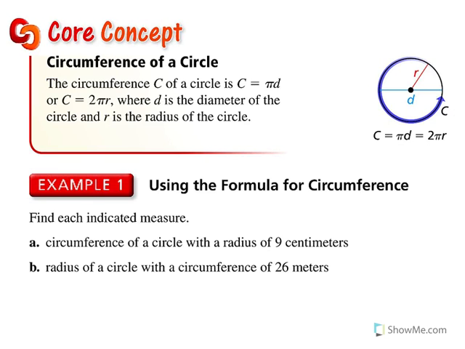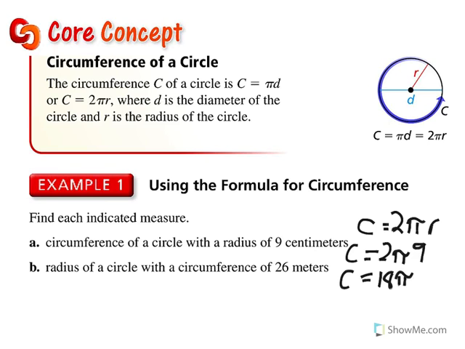And so in example 1, we're going to find the indicated measure. For A, it says a circumference of a circle with a radius of 9 centimeters. Okay, so radius of 9 centimeters, so that means I need to use 2 pi r. So circumference is equal to 2 pi r. And so I'm just going to plug that in. So circumference is equal to 2 pi, and instead of r, I'm going to put in my 9. I can go ahead and multiply my number, so 2 times 9 is 18. So I would have 18 pi centimeters, and I can put in my label.